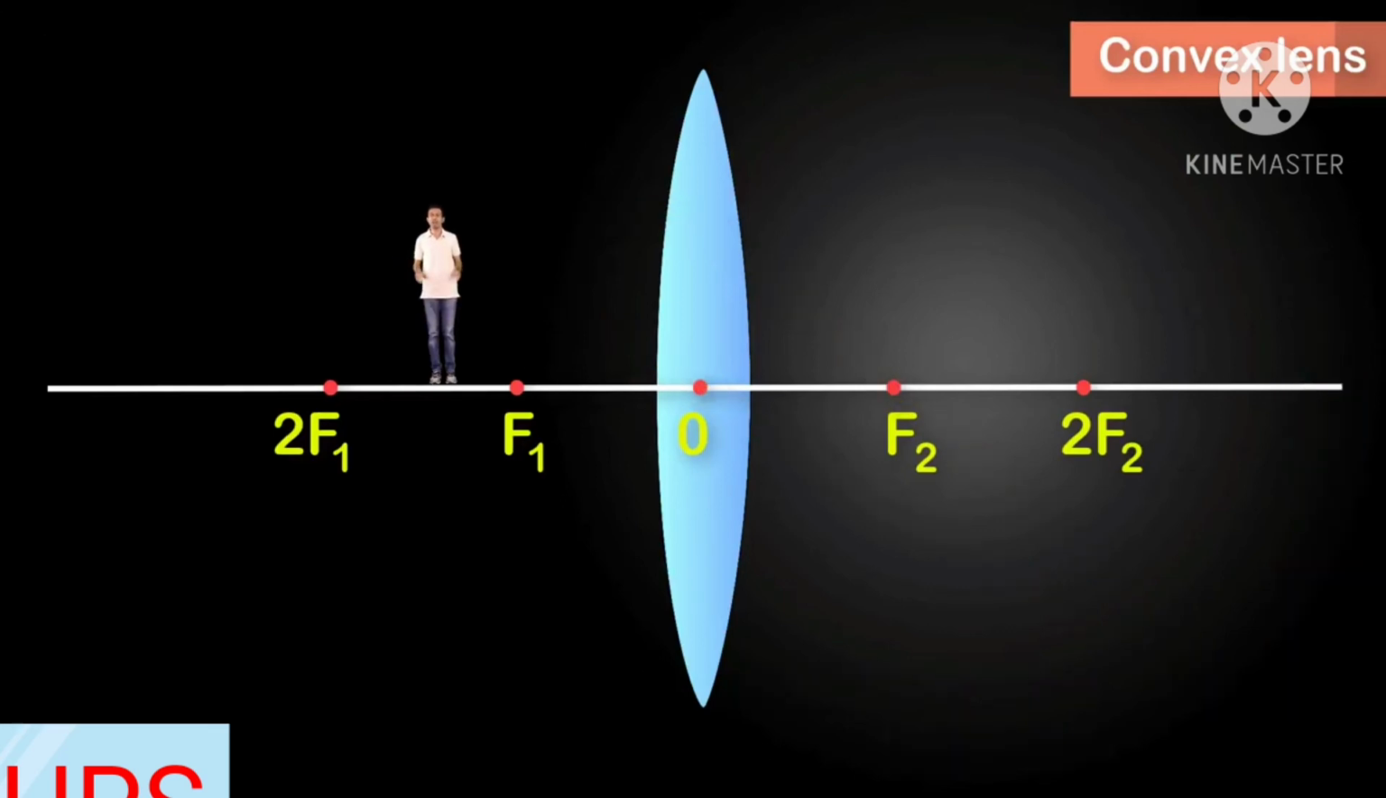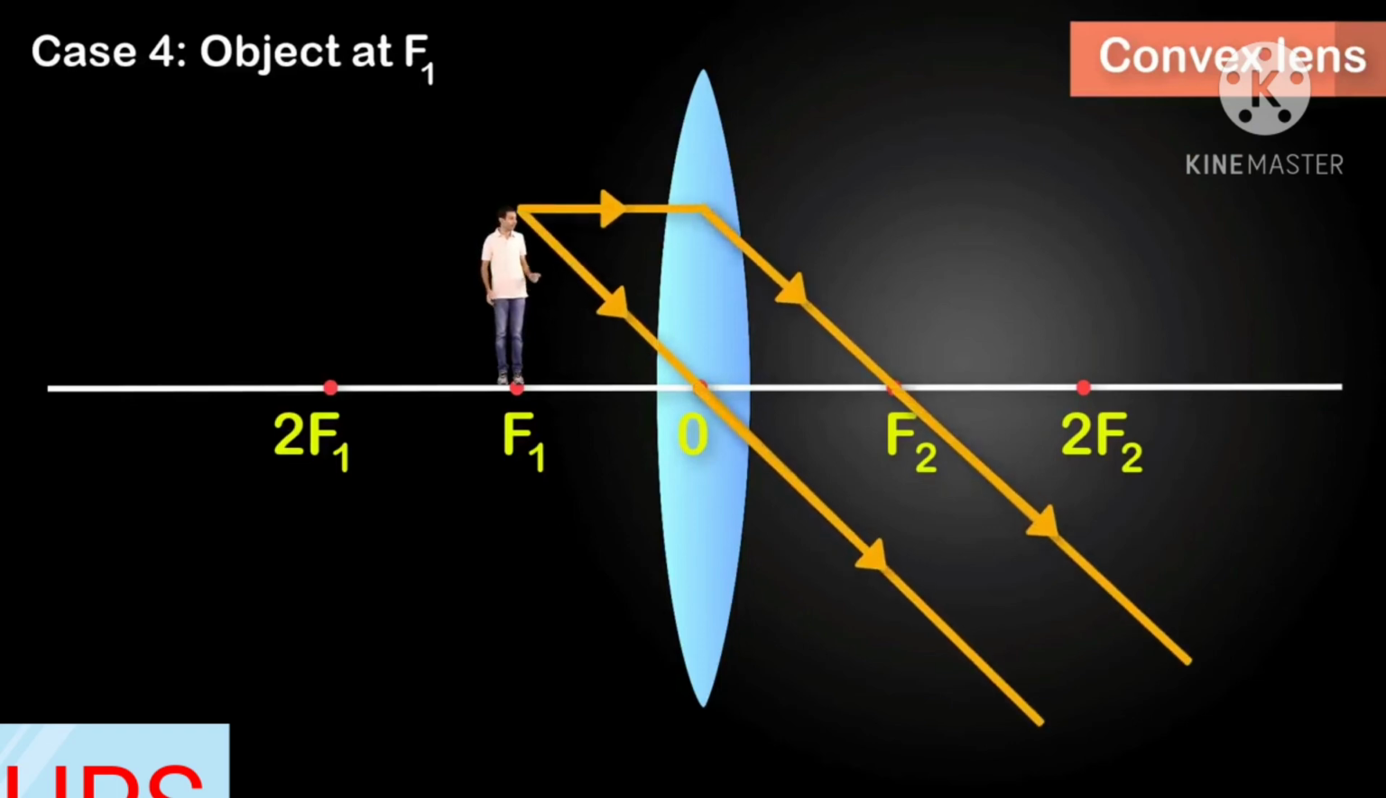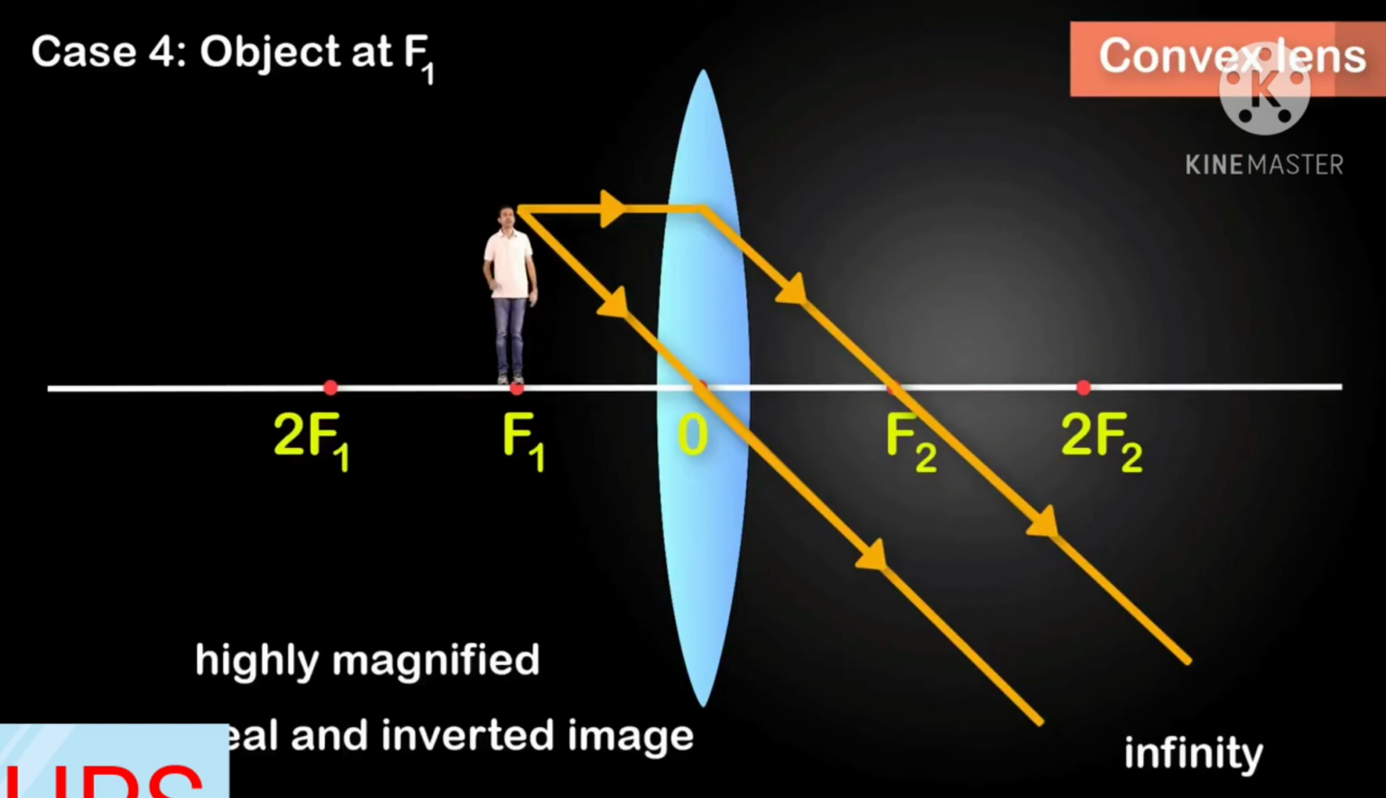This is an interesting case because, as you can see, the object is at F1, and once again use rule 1 and rule 2. As you can see, the refracted rays are parallel. The refracted rays never meet. So where is our image formed? The image is formed far away, at infinity. The image is real and inverted, and it's highly magnified.